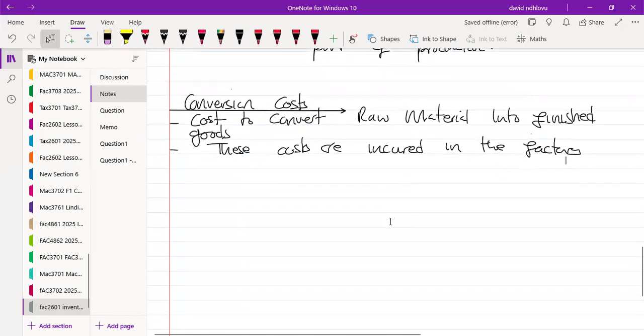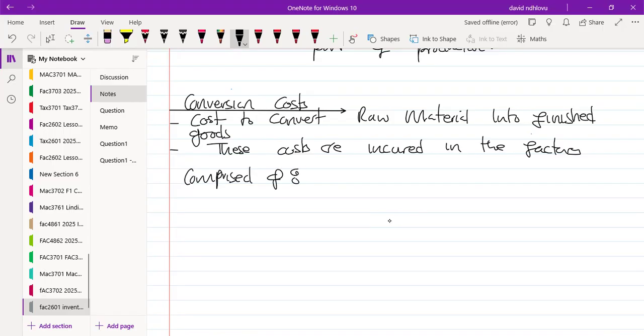Let's also note that any raw material that you transfer from the storeroom into the factory becomes what is known as work in progress. So when we look at these costs that we call conversion costs, they are made up of a number of things that we have to remember. Number one, it will be comprised of direct costs.